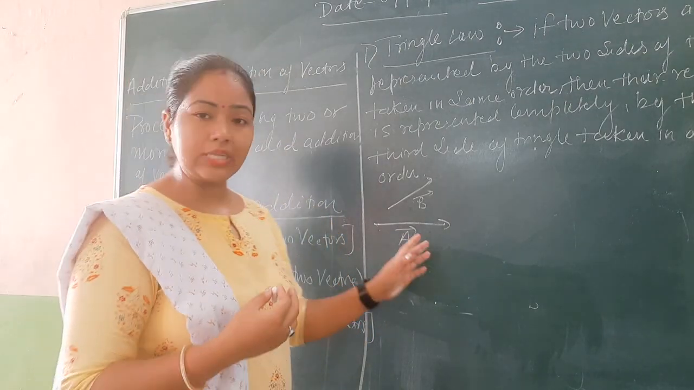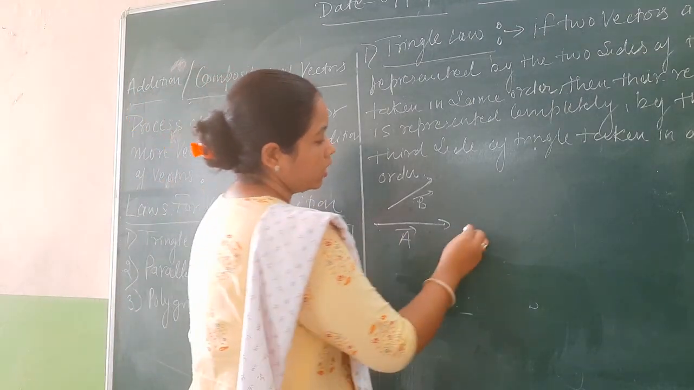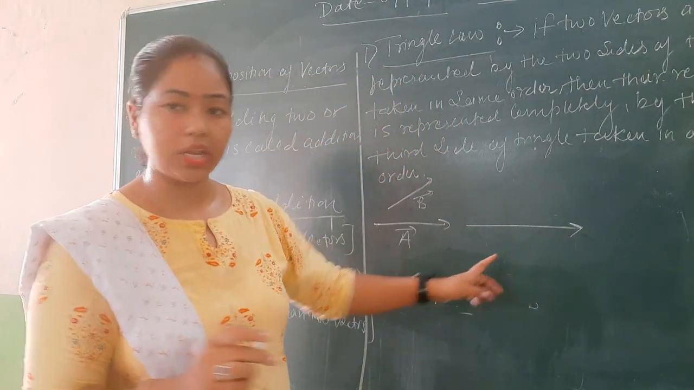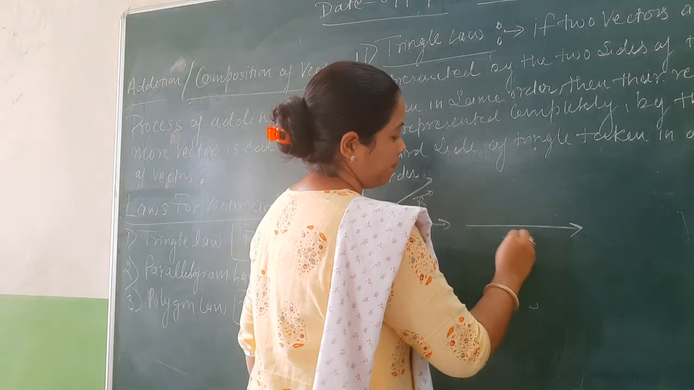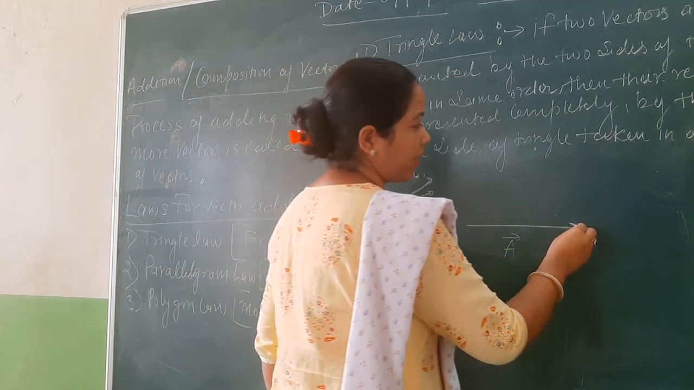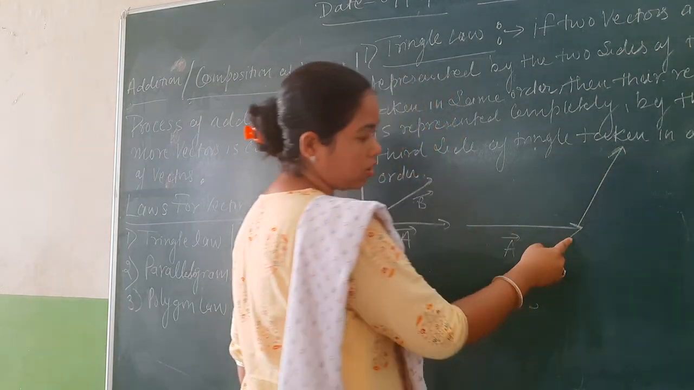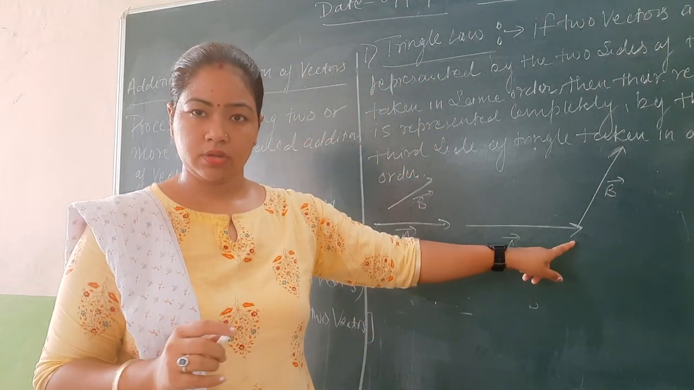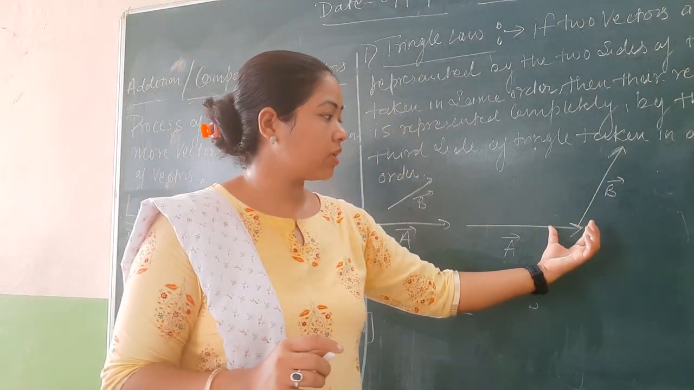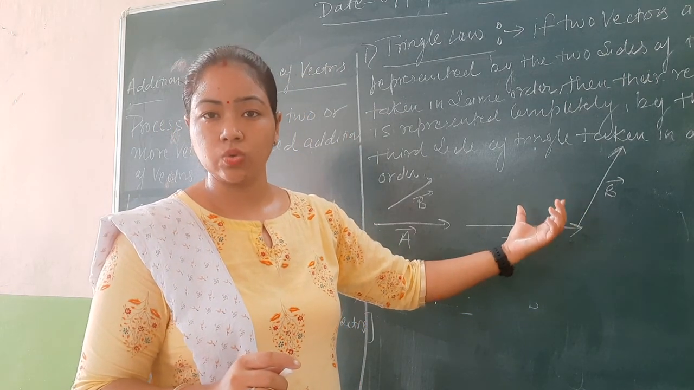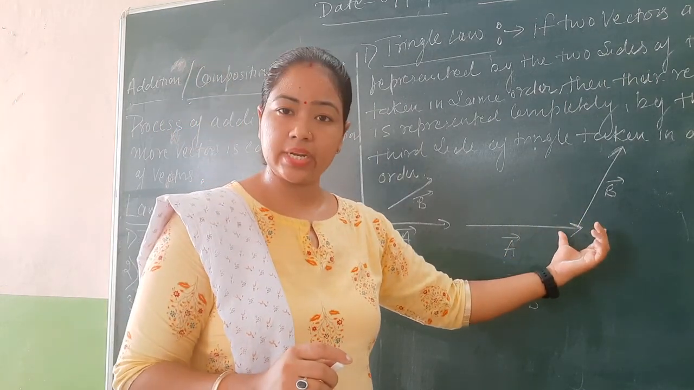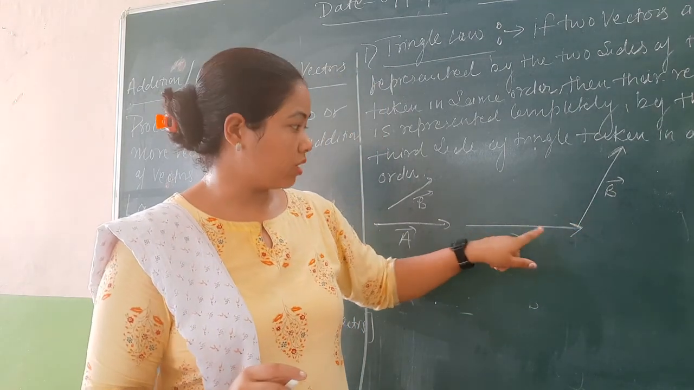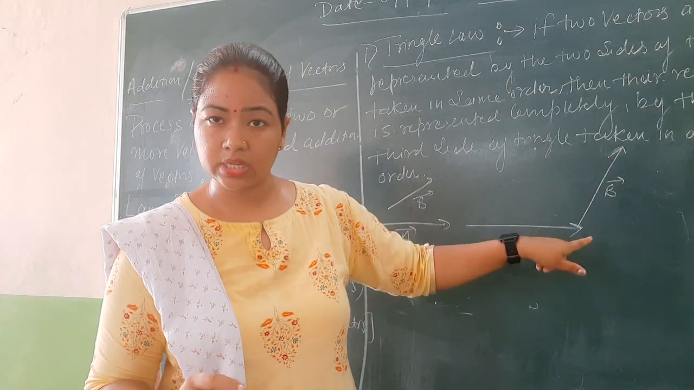Now just see the diagram. If this is vector A, and we connect the tail of vector B with the head of vector A, right? Then these 2 vectors are represented as the 2 sides of a triangle, taken in the same order. We are taking both the vectors in the same order.